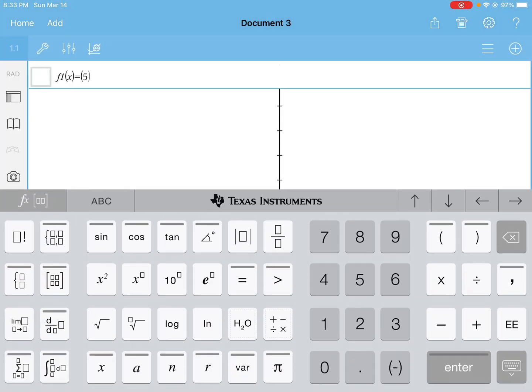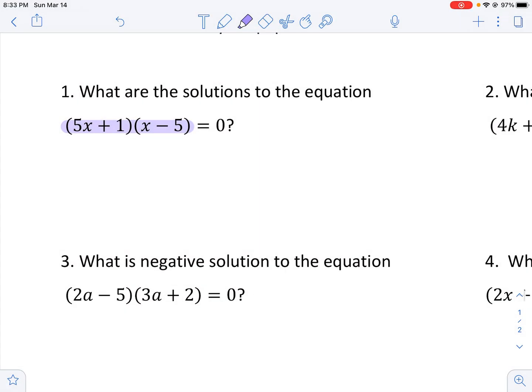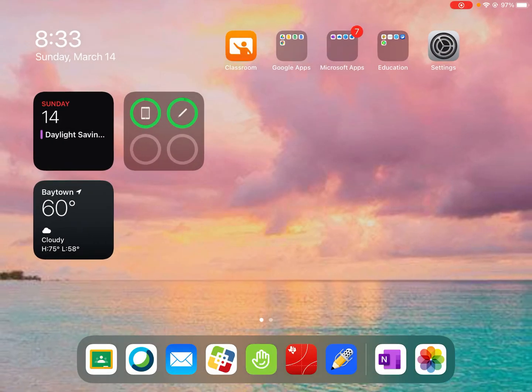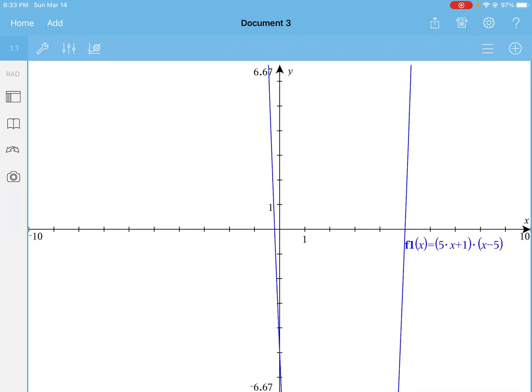So it was 5x minus 1 times x plus 5. I'm going to double check to make sure I copied it down right. So 5x plus 1, x minus 5. Oh, see, look, I had my signs backwards. So 5x plus 1 and x minus 5. I hit enter, it graphs it.